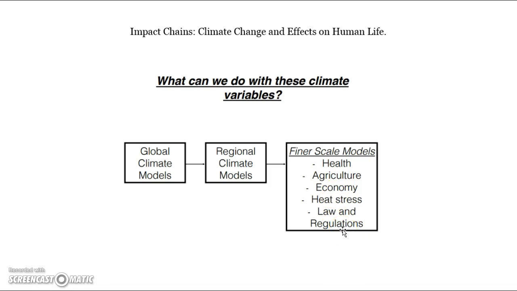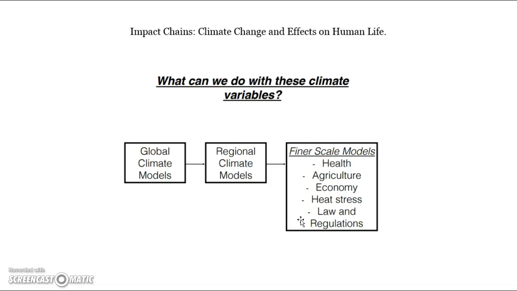What does it mean that beetles now, because of warming, can kill off forests of pines? What does it mean that brittle grass dies without fertilizing the soil? Well, we bring all these changes down to finer scale models for the impact on human welfare, such as issues of health, access to food, agriculture, the economy, the stress of heat, law, and regulations.